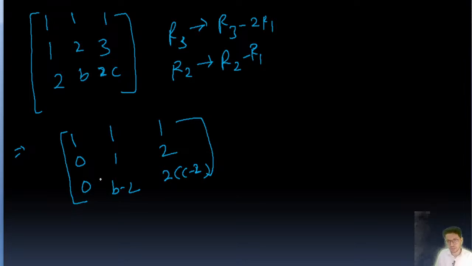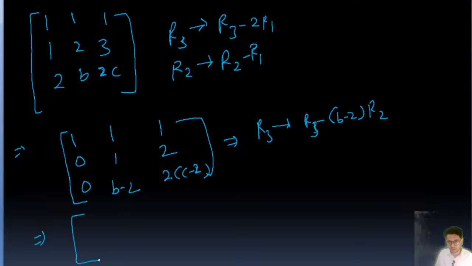Now again we'll do an operation, okay? Because these two terms are 0, now we need this term to be 0 as well, okay? So again we are going to make an operation. R3 becomes R3 minus (b minus 2) R2, right? This is going to be 0. Then b minus 2 minus (b minus 2) R2. So this term will be 0 now.